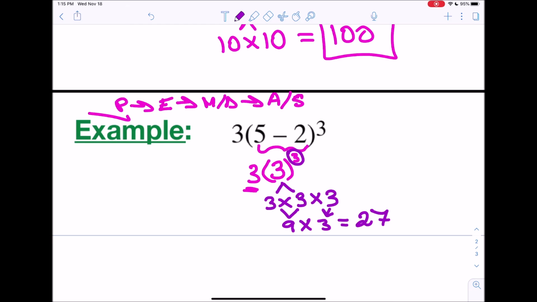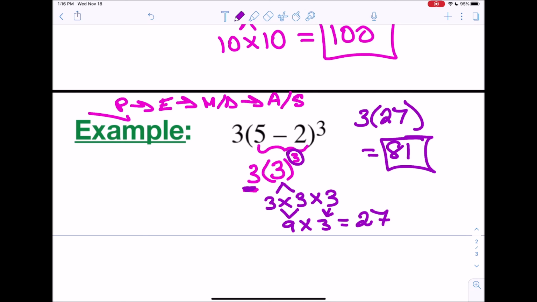So we end up with 3 times 27. Okay, and 3 times 27 is equal to 81. So that's our final answer. So once we got what was in the exponent, now we can move on to multiplying by this outside 3, and we get 3 times 27, which equals 81.